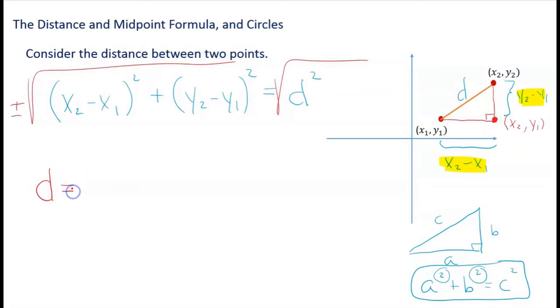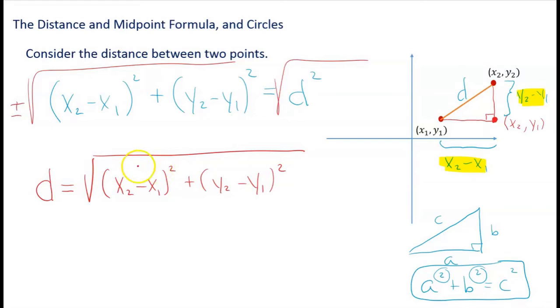So that tells me my formula is, and by the way, I'm switching sides on you, the square root of x2 minus x1 squared plus y2 minus y1 squared. Don't forget the squares.